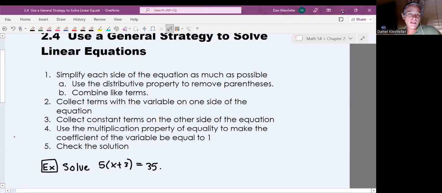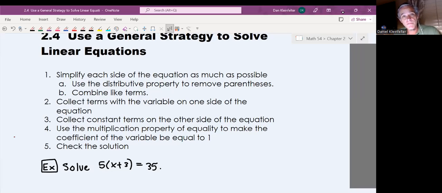So the first thing to do is to simplify each side separately as much as possible. This would include applying the distributive property to remove parentheses and combining like terms. Once you can no longer do anything else to the left side or right side separately, it's time to move on to step 2. Step 2 will collect terms with a variable on one side of the equation.